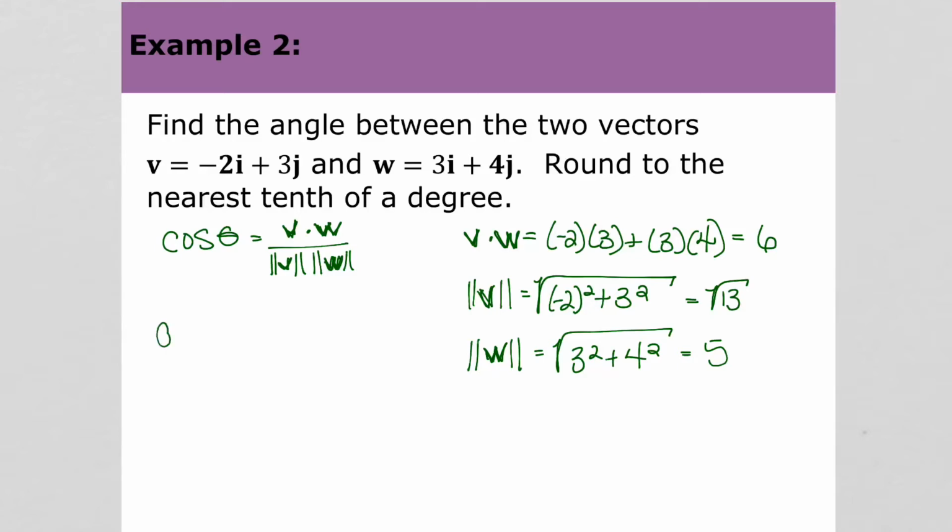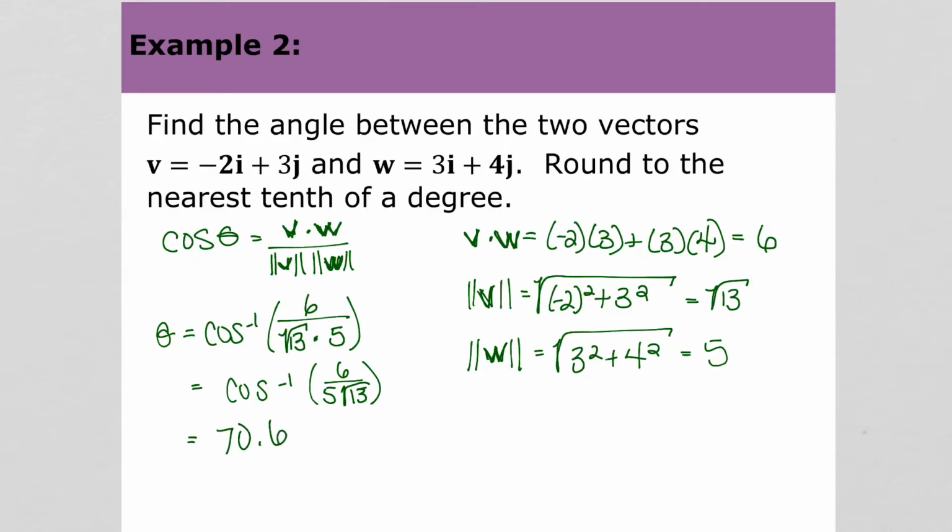So to find our angle, we'll do the inverse cosine of V dot W, which was 6, over the magnitude of V, square root of 13, times the magnitude of W, 5. You'll put in your calculator the inverse cosine of 6 divided by 5 square root of 13, and you should get approximately, in degrees, 70.6 degrees. And that's how you find the angle between two vectors.